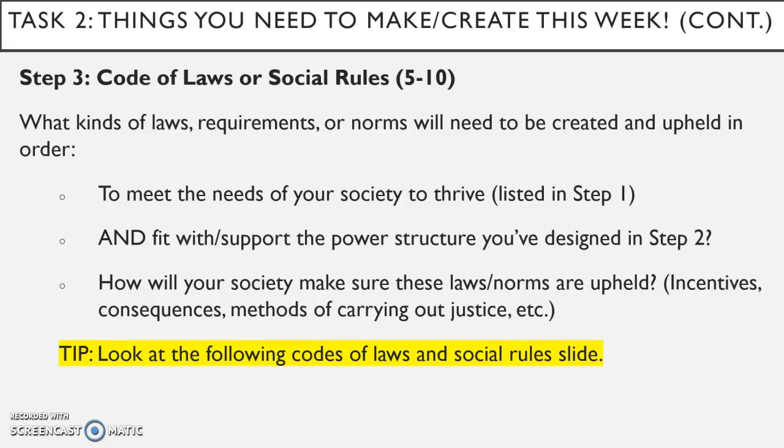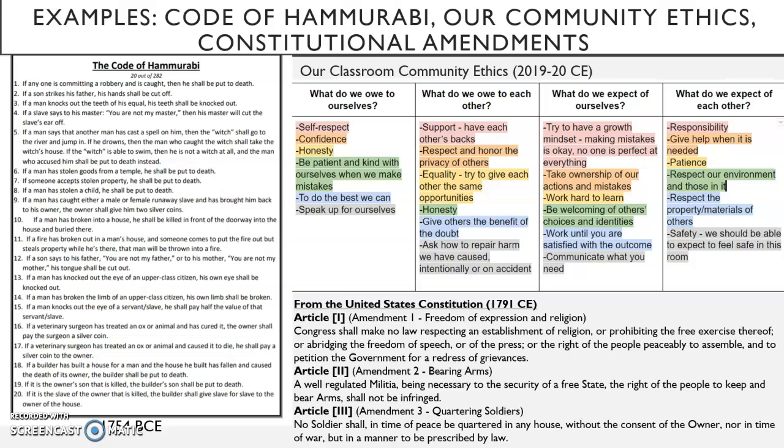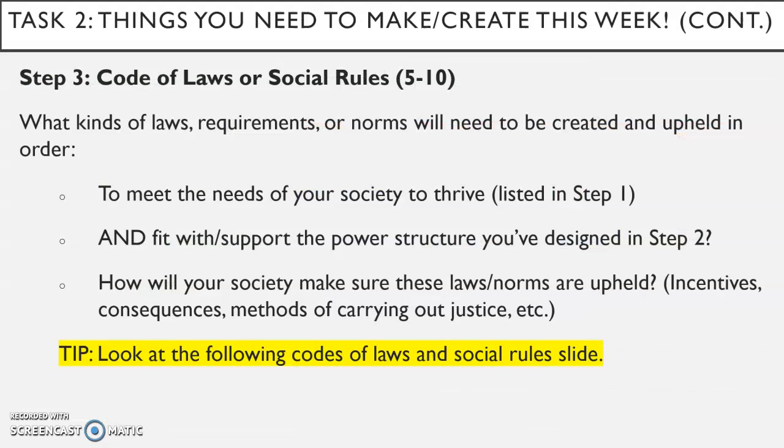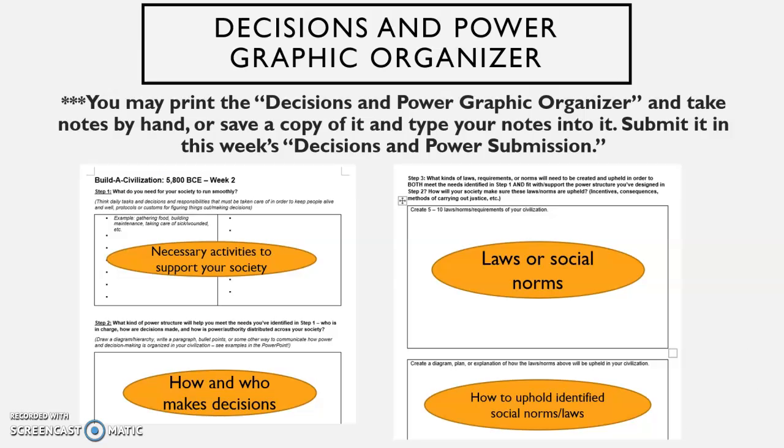So look at the following codes of law and social rules slide here. I know this is a lot of text, but there's 3 things basically on this slide. One is the Code of Hammurabi, right? That's one approach. The other is norms, like for a classroom. And then the third is our Constitution, the United States Constitution. So think about what kind of ways you would want to structure 5 to 10 codes of laws or social rules. So it will look like this.